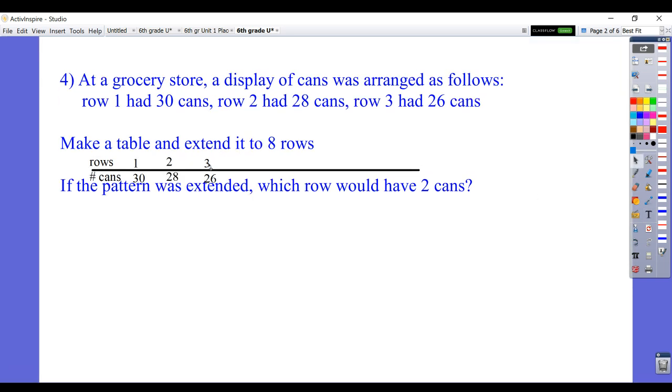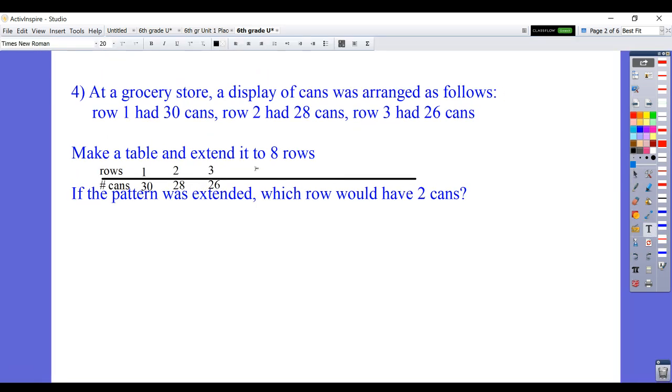So that means row 4 would have to have 2 less. So row 4 would have 24. Row 5 would have 22. Row 6 would have 20. Row 7 would have 18. And row 8 would have 16. So that's what we mean by extending it to 8 rows. All right, continuing that pattern out to see it to the 8th row.